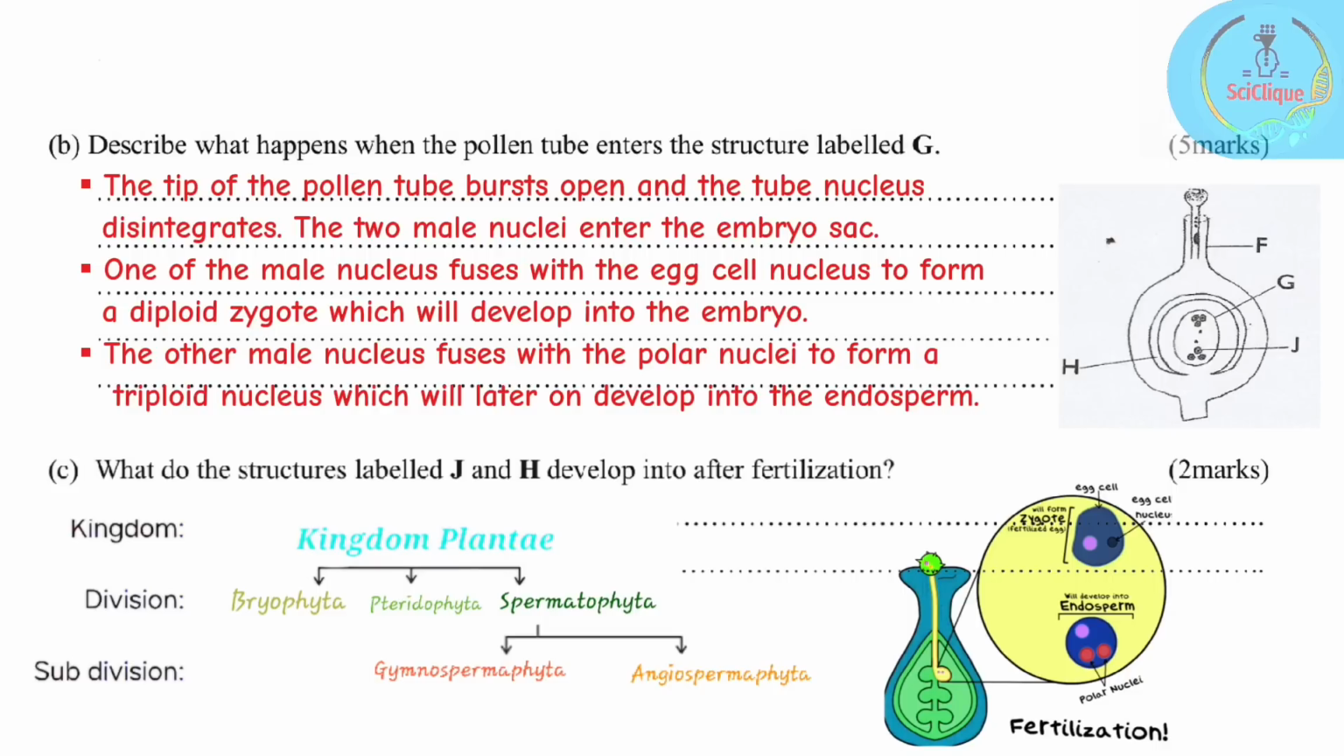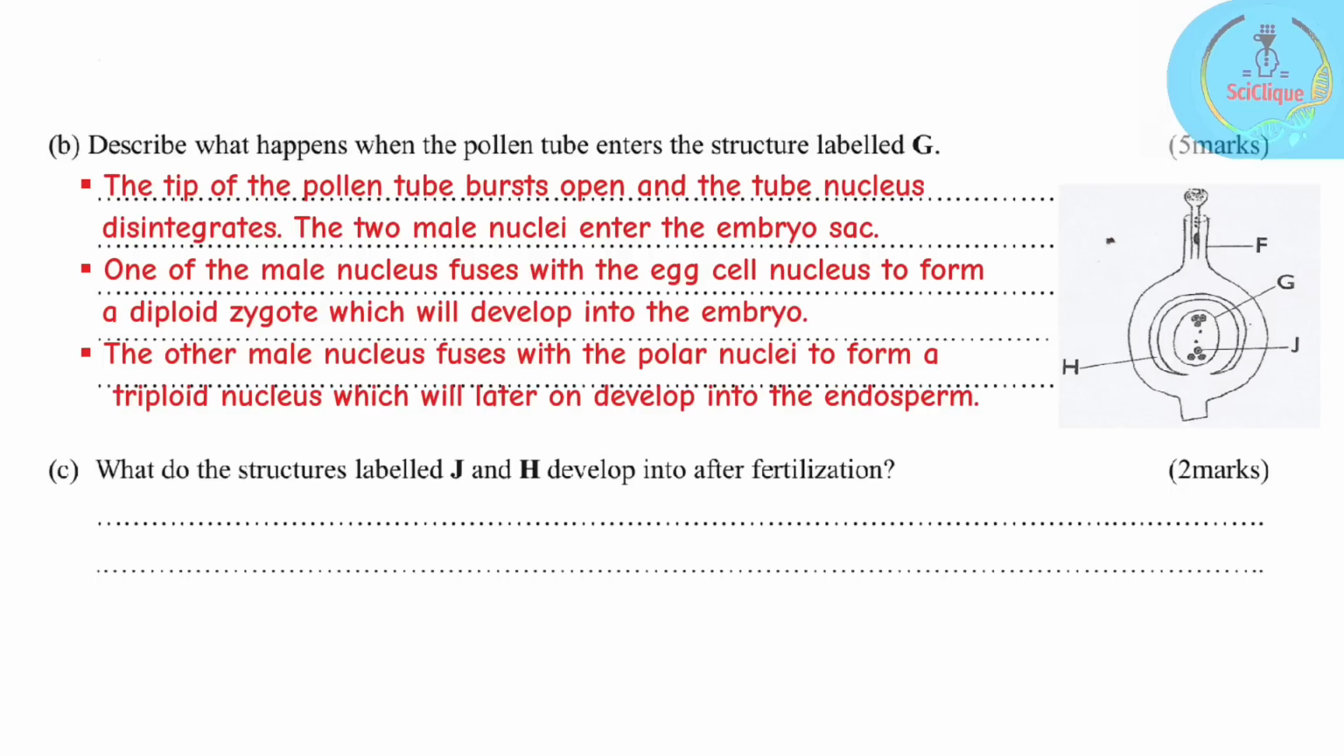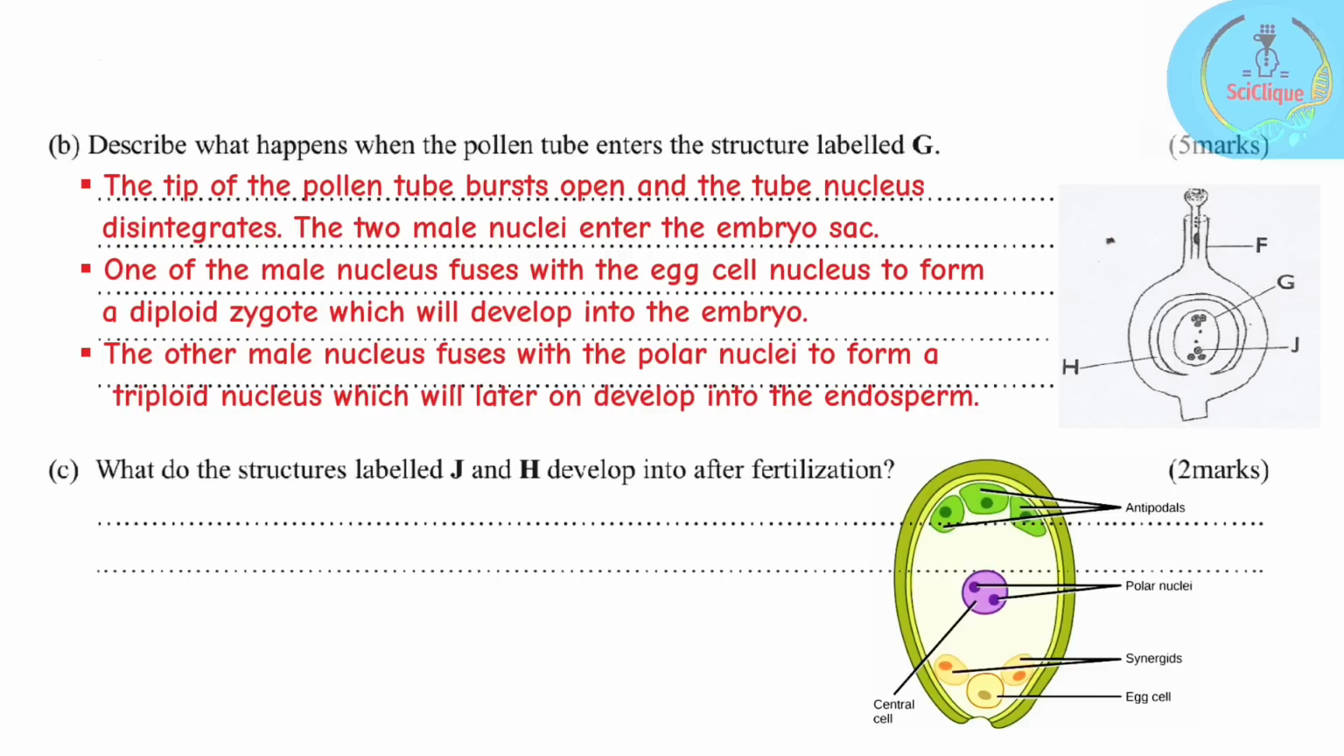So in this case, if you look at the embryo sac, you're going to note that we have a total of 7 cells, okay? So we have 3 antipodal cells, we have 2 synergids, we have 1 egg cell, and lastly, we have a central cell, okay? So those are 7. Okay, let me go through them.